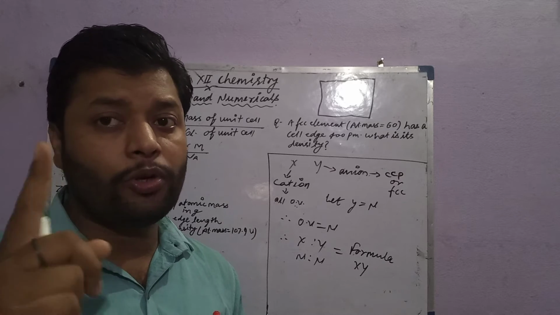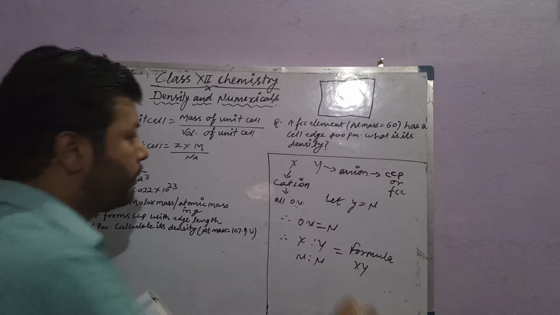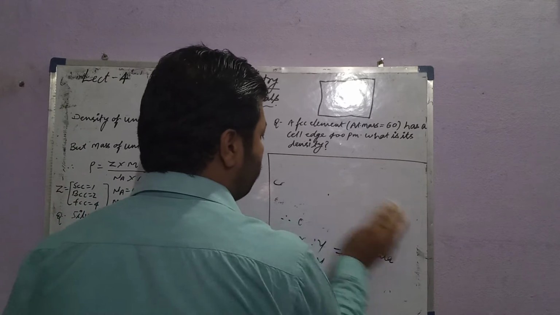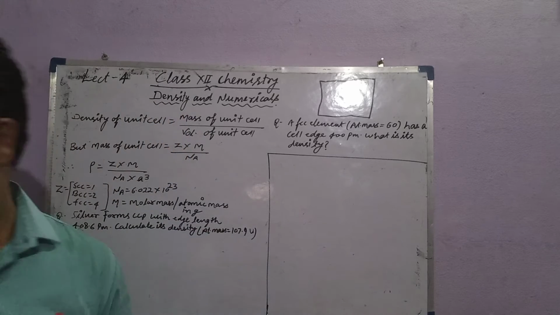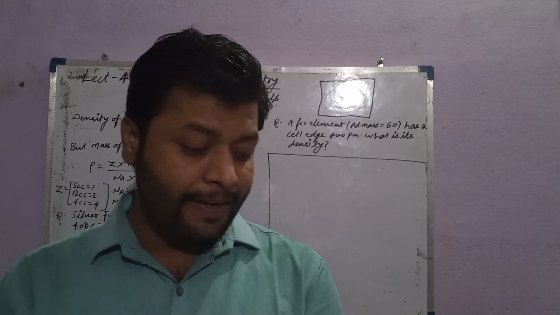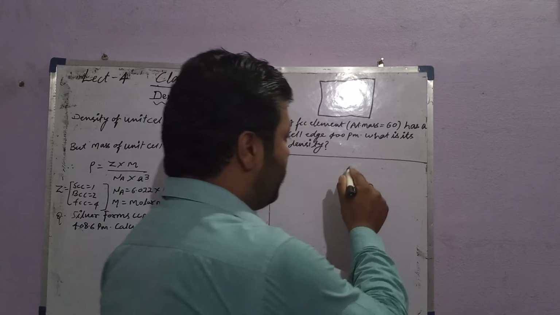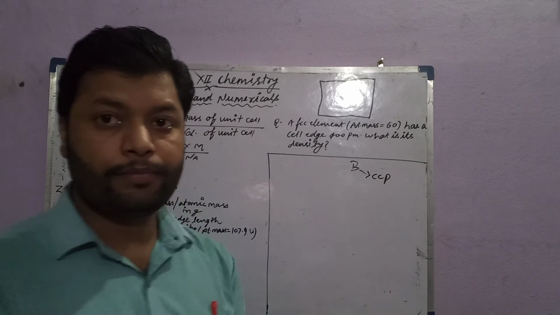We'll discuss one more question about this formula. Okay, let's discuss. The next question is: atoms of element B form CCP.